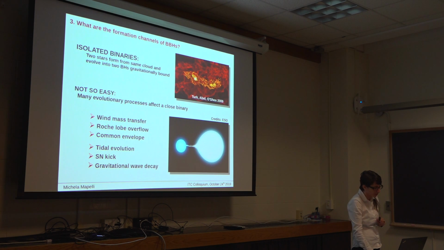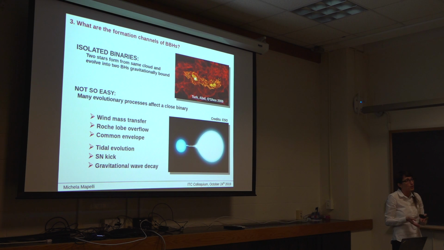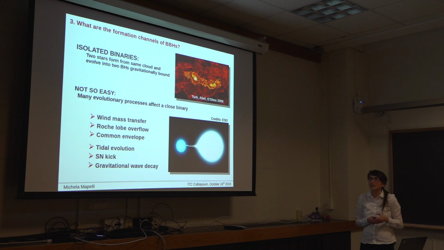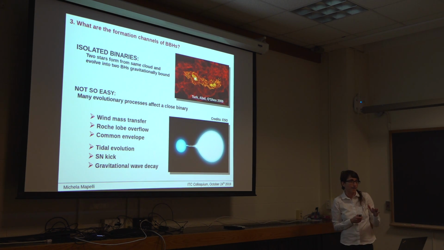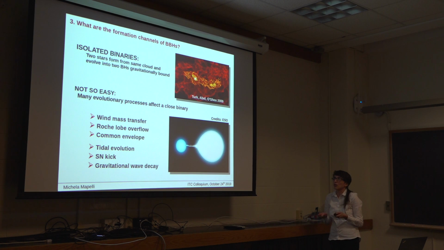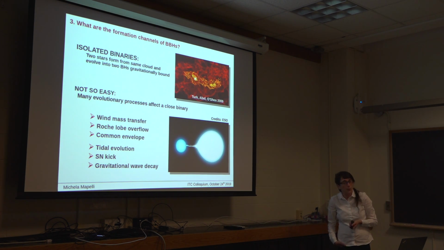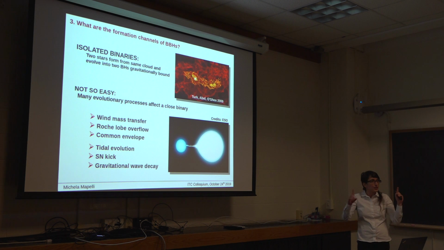Let's start with the isolated binaries. As I say, this seems pretty obvious because stars form in binaries. On the other hand, the evolution of a close binary is definitely not something we can model with a back-of-the-envelope calculation, because the two stars in a close binary can exchange mass with each other. They can even enter the same common envelope. Tidal evolution can affect the spins of the two stars. So we need to do some careful calculations.